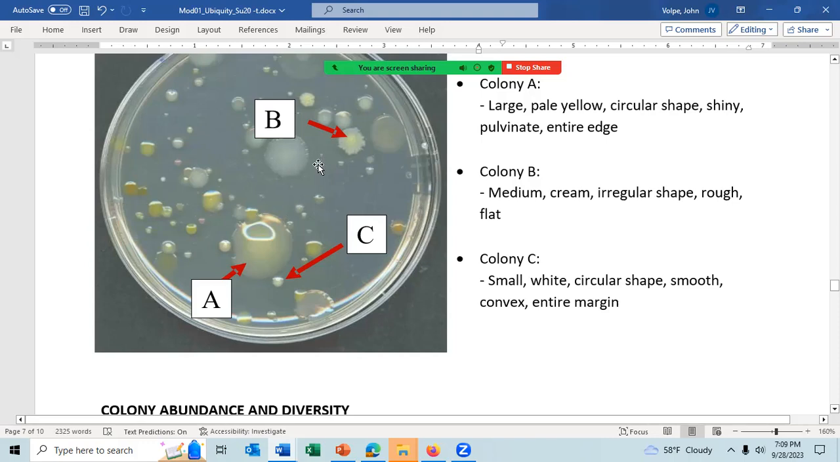Colony B is a medium colony. It's cream in color, irregular in shape, that I can see. It's a rough colony. It's definitely not smooth, nor is it shiny. And I can't tell you if it's flat or not, but they're saying it's flat. Any question about any of that?